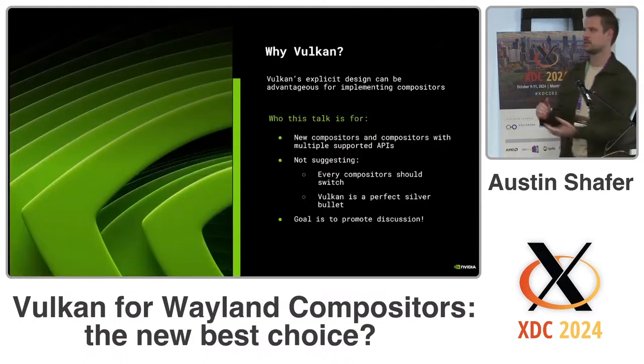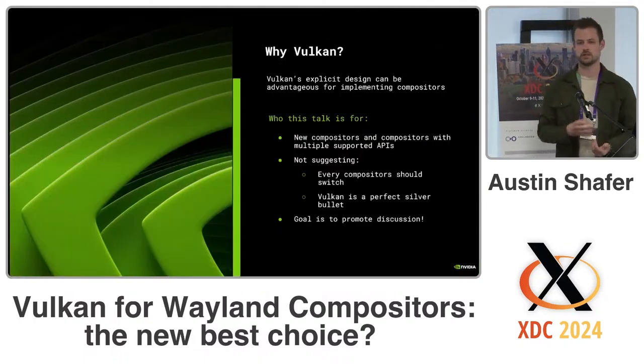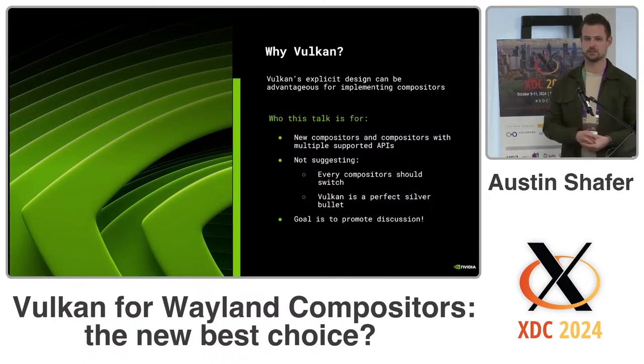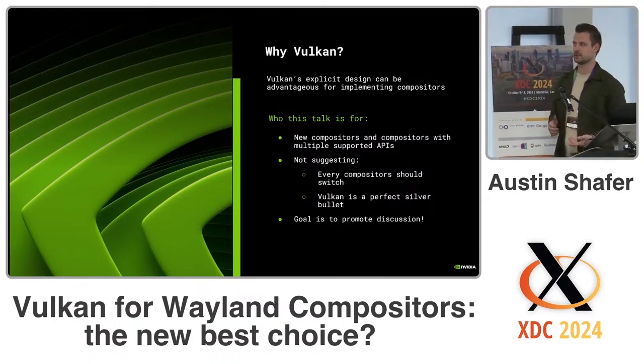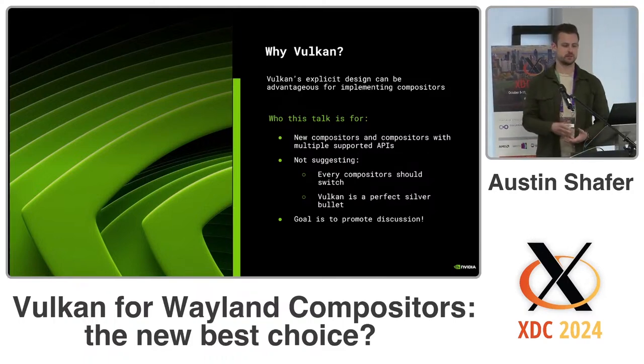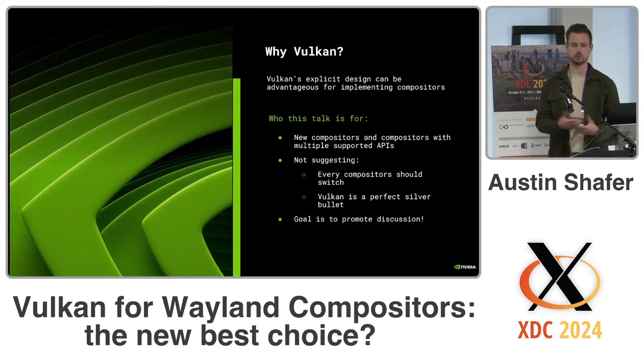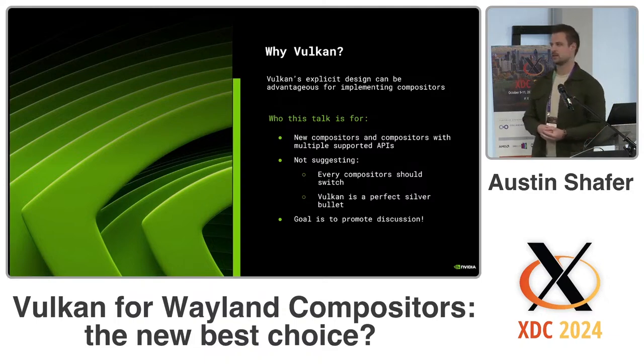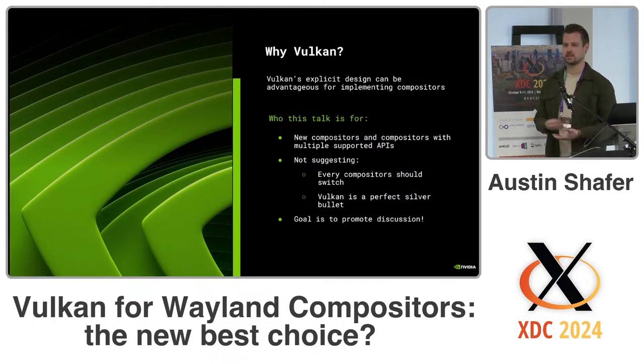So why Vulkan? I'd like to argue that Vulkan's explicit nature has some inherent advantages for compositors that are currently kind of underrated. Because Wayland predates Vulkan, it's kind of just an assumption that if you were writing a compositor, you reach for EGL. The main purpose of this talk is just to say, I think that maybe if you're writing a new compositor, you should really think about reaching for Vulkan first.